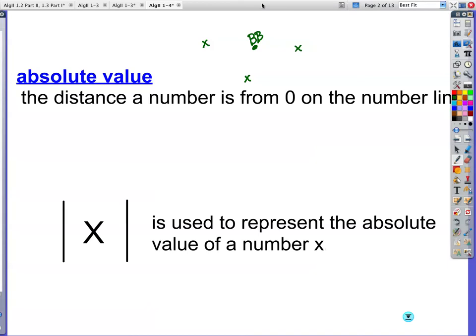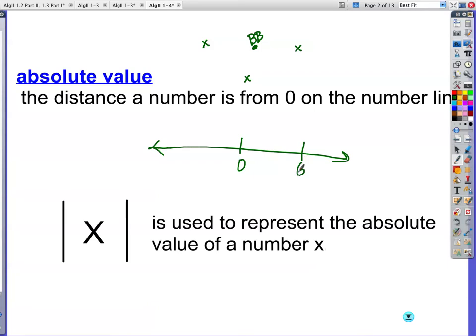Now, some of you might say, well, if I dig a hole in the ground, I'm still about 6 feet away from Billy Bob. And if I stand on the ceiling, if that were a possibility, I'd be about 6 feet away from Billy Bob. I am never negative 6 feet away from Billy Bob. So absolute value is the distance from 0 on a number line because distance is always going to be positive.